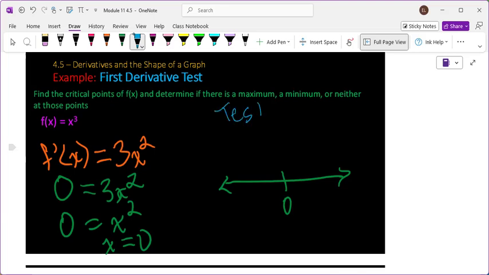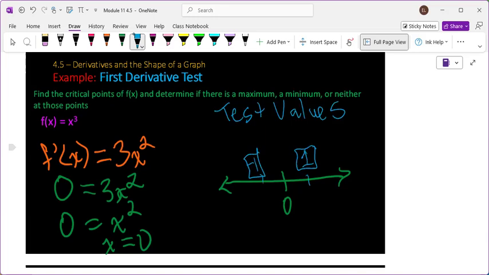So we're going to pick some test values. Now, normally 0 is my go-to because it's easy to plug in, but we can't pick 0 because we already know what the derivative is there. So go on either side. I'm going to pick -1 and +1, and that is really just to keep it simple.